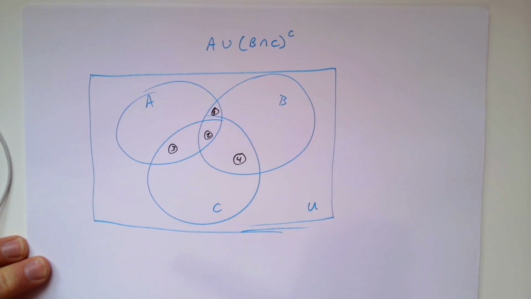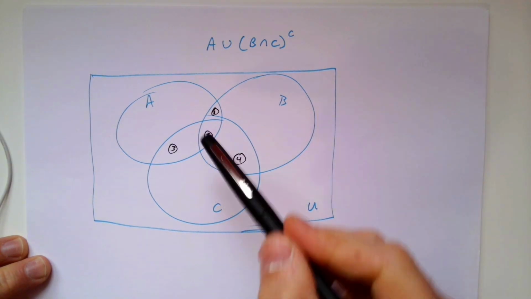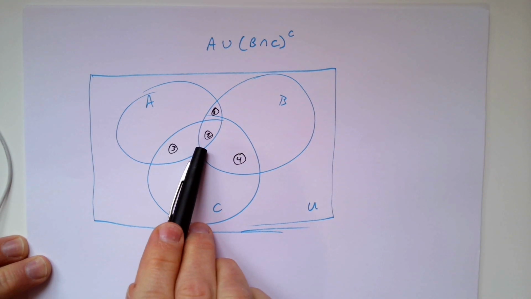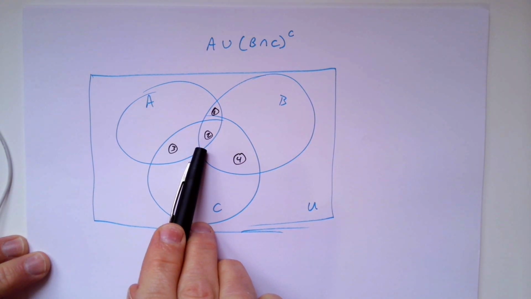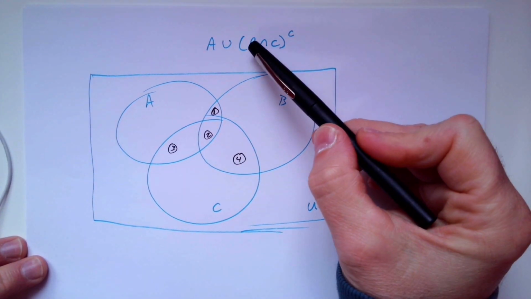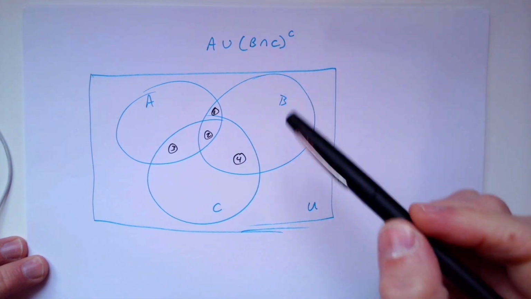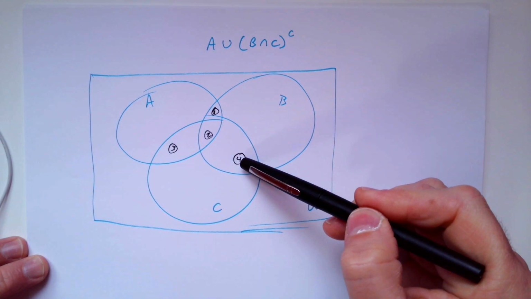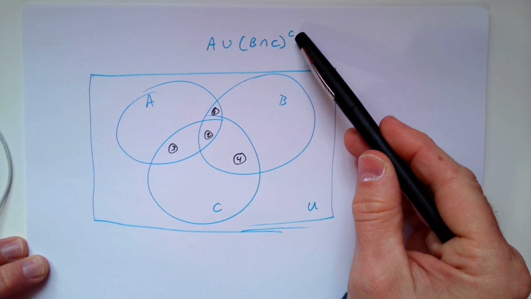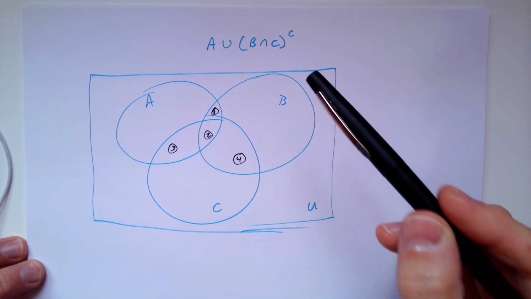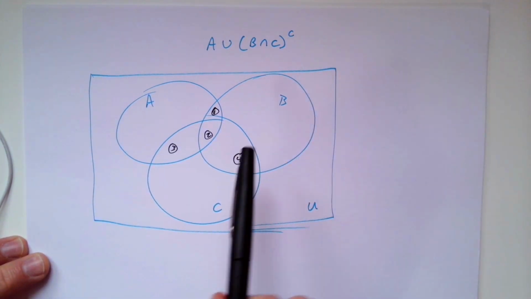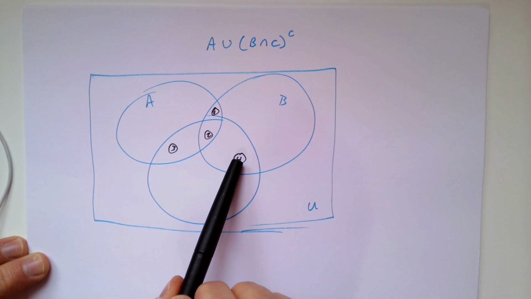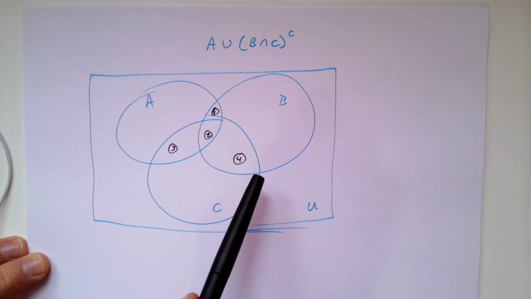3 and 2 would be the intersection between A and C, and then 1 and 2 is the intersection between A and B, and then 2 would be the intersection of all three events, right? So when we look at the intersection of B and C, it is going to be items 2 and 4. Now this little C right here means the complement of. That means everything that is not that intersection. So 2 and 4 are the intersection, and we want everything else.